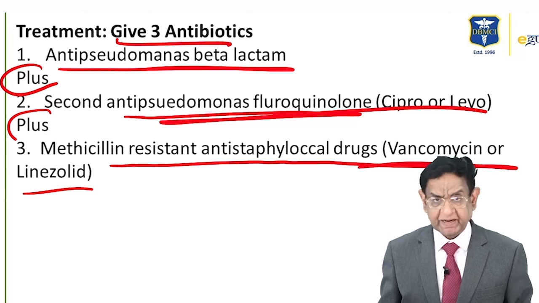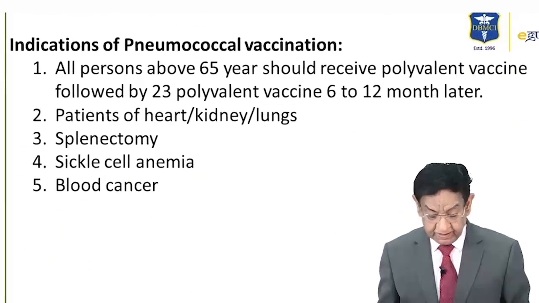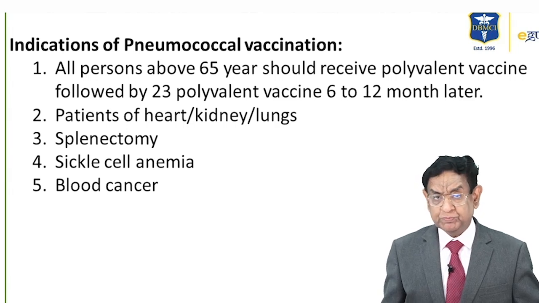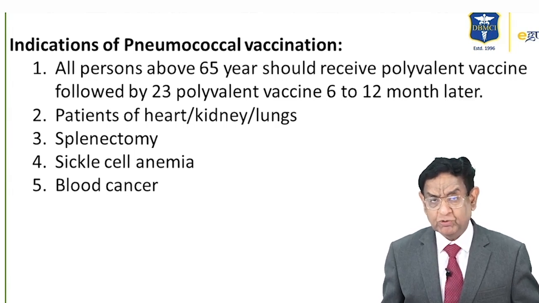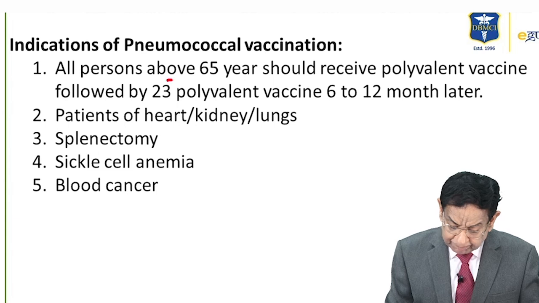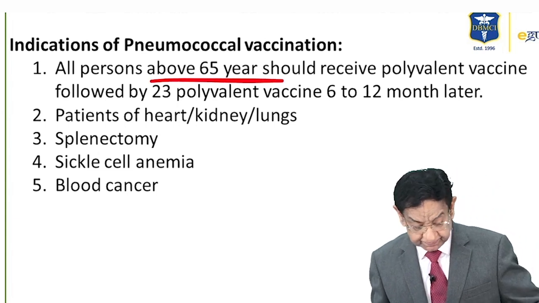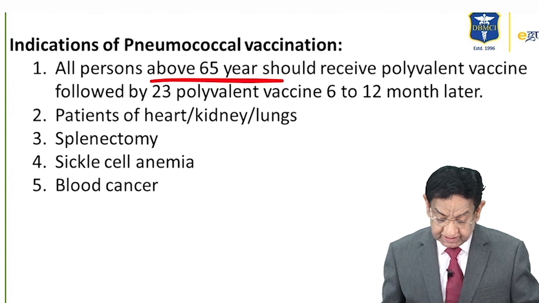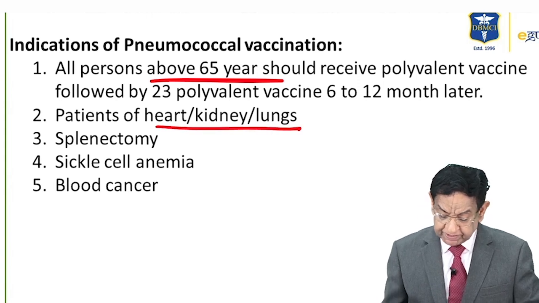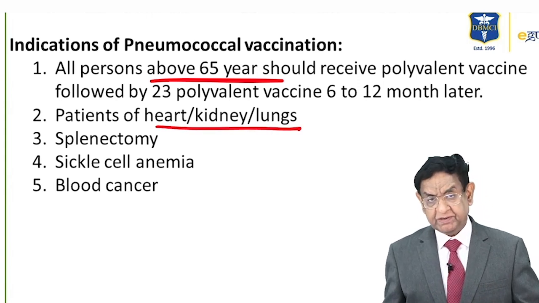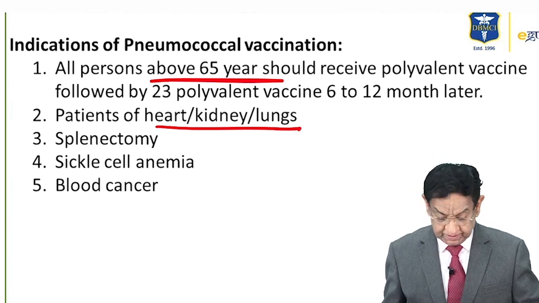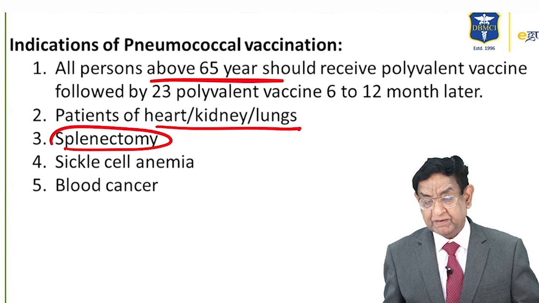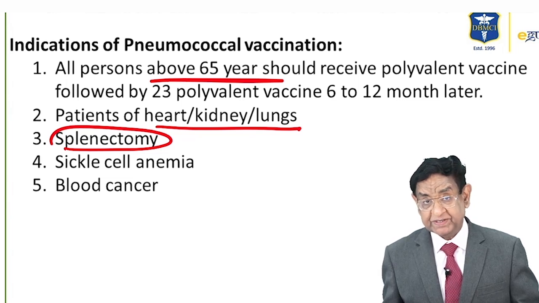Now, what are the indications of pneumococcal vaccination? Who are the patients who should be strongly advised to take the pneumococcal vaccine? All people above 65 years should have this vaccination. Cardiac patients, renal patients, and lung patients should take vaccination. Splenectomy patients, mandatory, because these patients are prone to this infection.